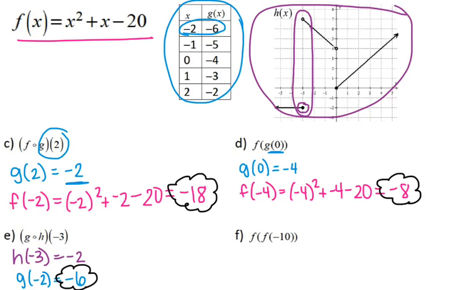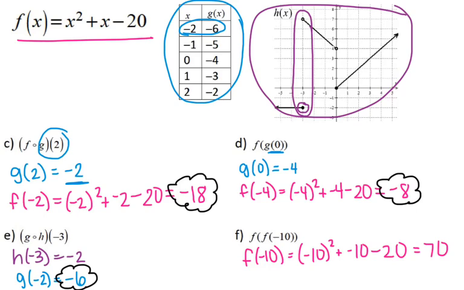And sometimes you can use the same function over and over, so I'm going to start by finding f of negative 10. So I'm going to take that and plug it in. So I have negative 10 squared plus negative 10 minus 20. So it's 100. Oh, it's minus 20, not plus 20. There you go. So that's 100 minus 30, which is 70.